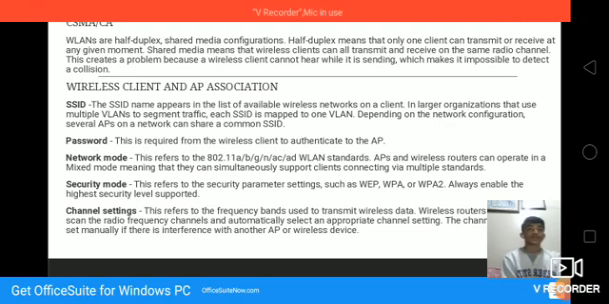Wireless client and AP association. SSID. The SSID name appears in the list of available wireless networks on a client.